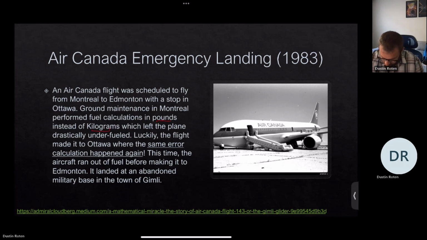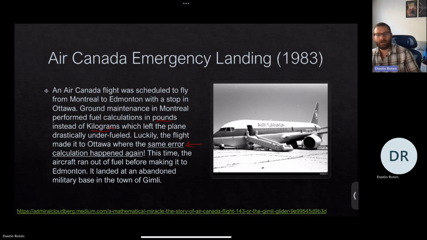So that was the first issue. However, even though it was drastically underfueled, it still had enough to make it to Ottawa in that stop. What's really interesting is that the same thing happened again right here. The same error happened on the way to Edmonton. So they screwed up twice, but it only actually ran out of fuel on that second leg of the trip.